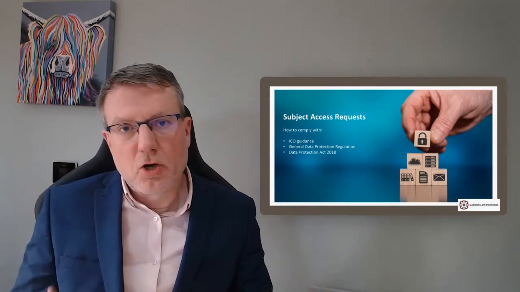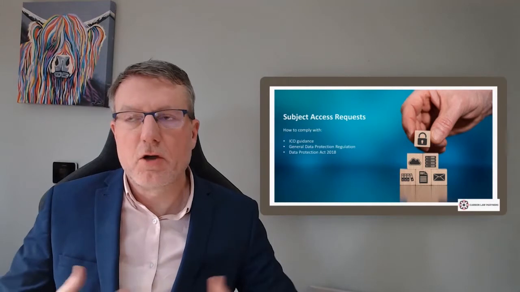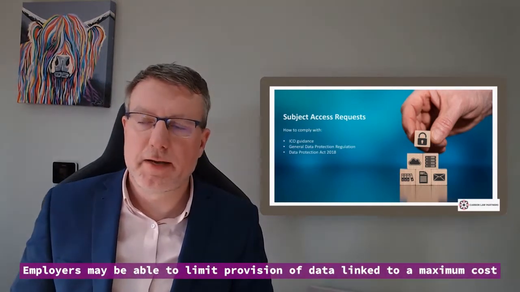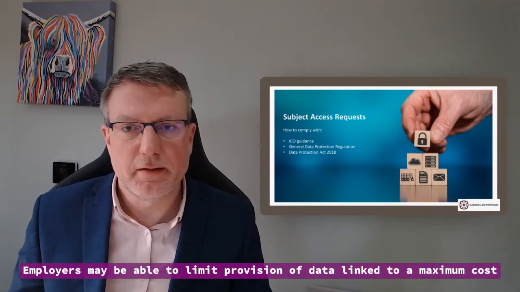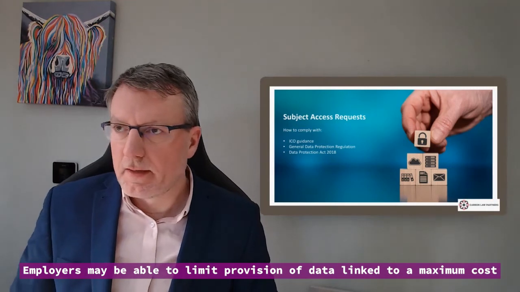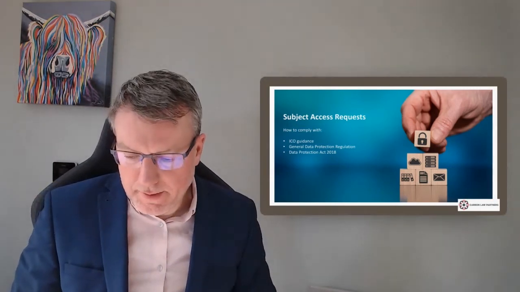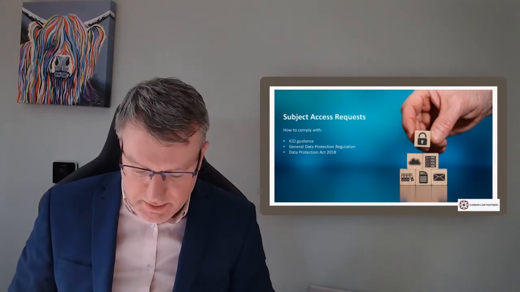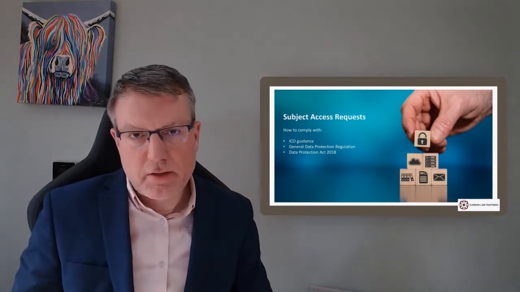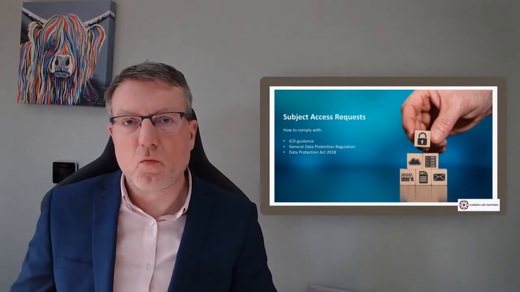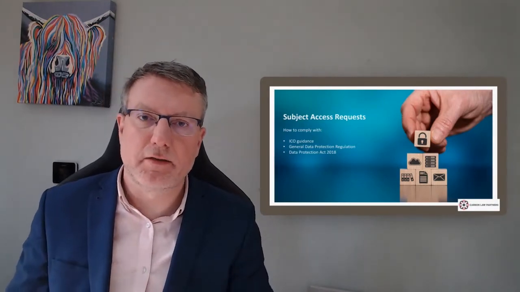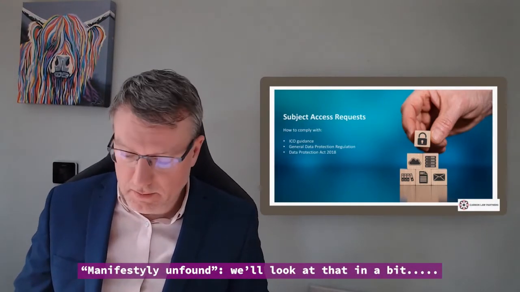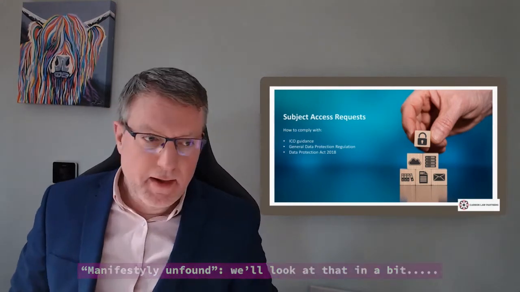It's also looking at a cost ceiling for employers. So where the cost of complying with that request is excessive, then perhaps that would enable the employer to reject it, or at least limit the scope of the subject access request. And it's also going to be having a look at what it defines as manifestly unfounded. I'm going to turn to manifestly unfounded a little bit later and what that means.